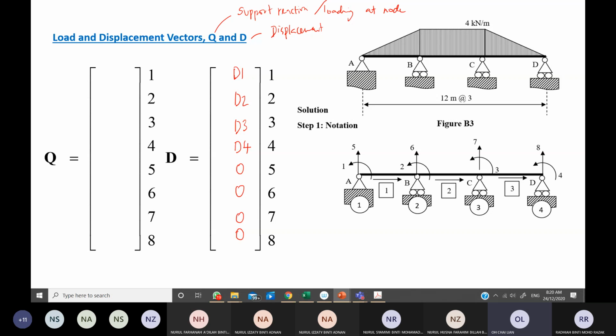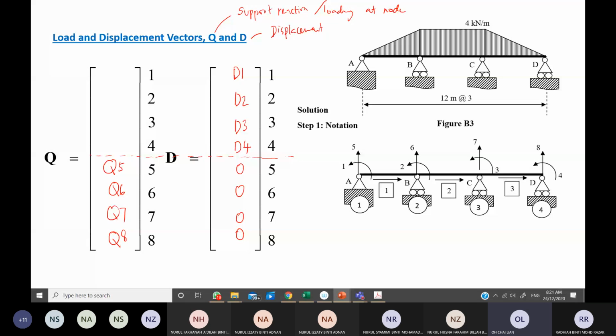Remember we can do a partition, to differentiate the unknown and the known state. And the unknown support reaction will be opposite. With this unknown displacement, it will be parked under here. Q5, Q6, 7, and 8. Then you need to check.